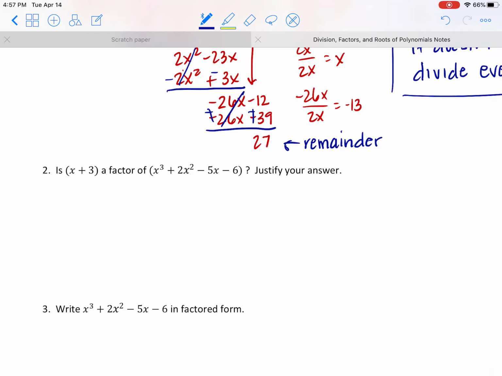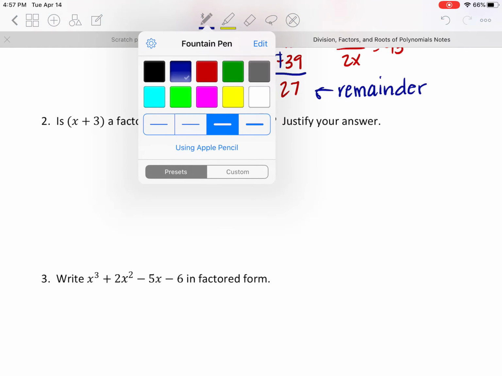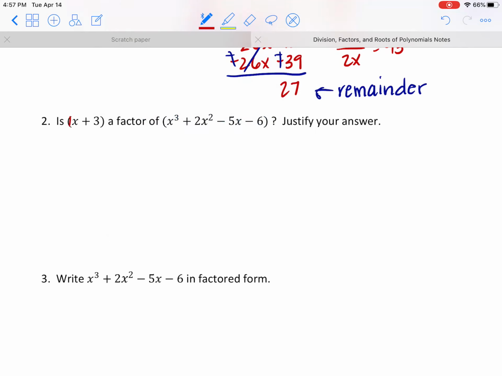Okay, now let's try again. Is x plus 3 a factor of that polynomial? Again, not going to be factorable using our grouping method. Doesn't mean that it doesn't have factors, it just means we can't use that traditional method. So we're going to use division here and try to figure this out.